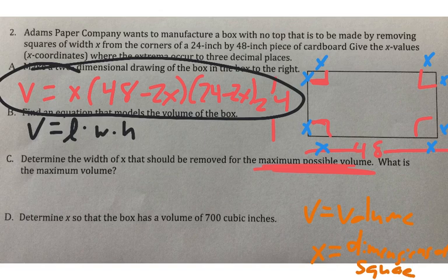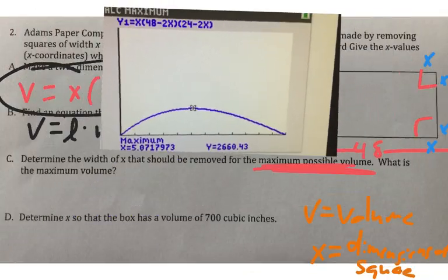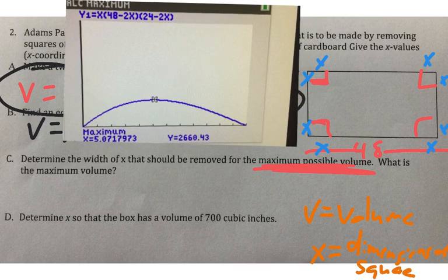Where's the max? I don't care. You can guess wherever. There it is. So the max, I'm going to take a picture of this so you can kind of see if your graph looks like my graph if you're watching on the video. Here's what I got. So x should be 5.072.